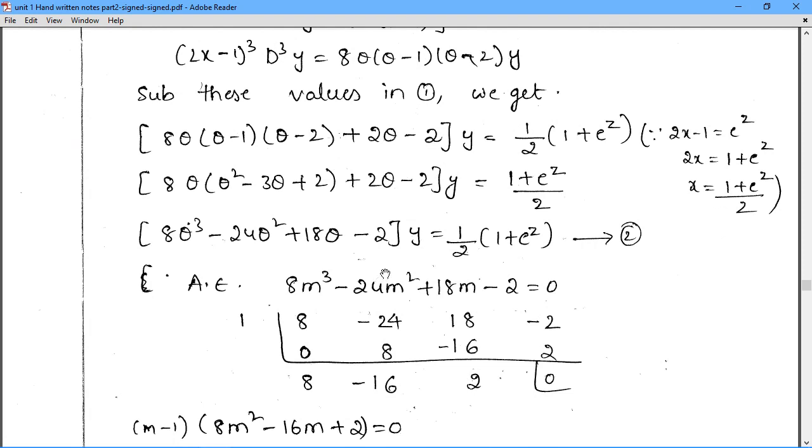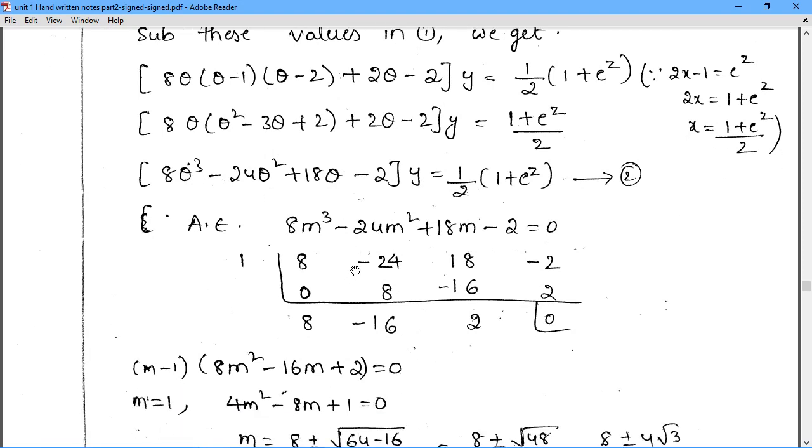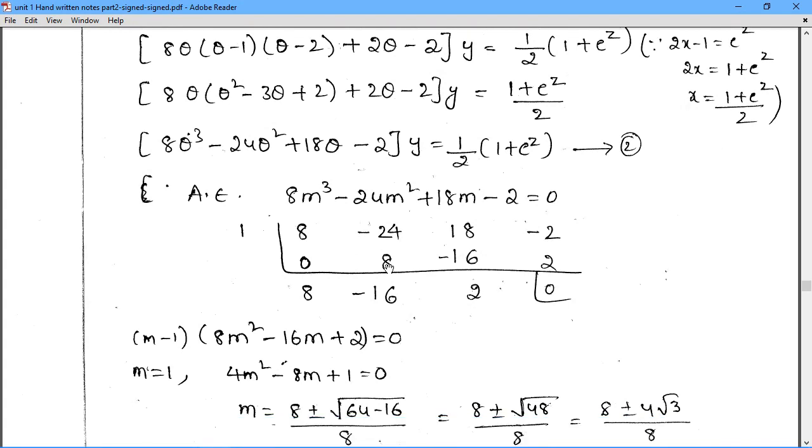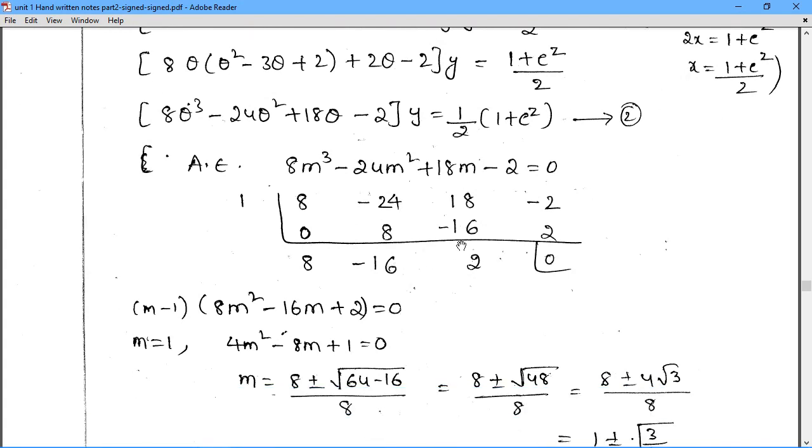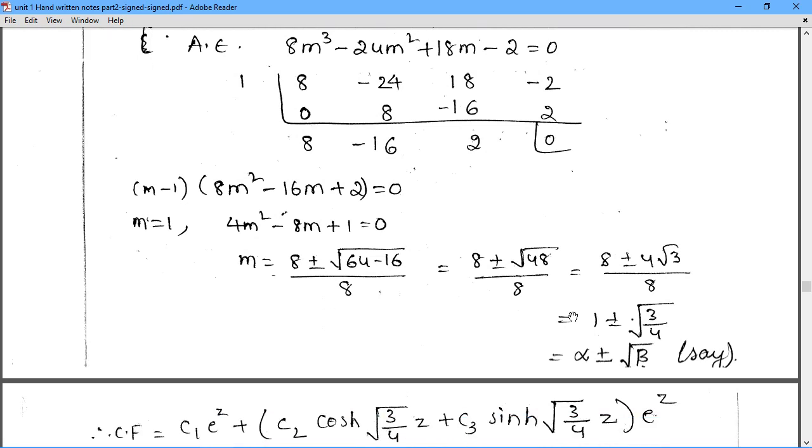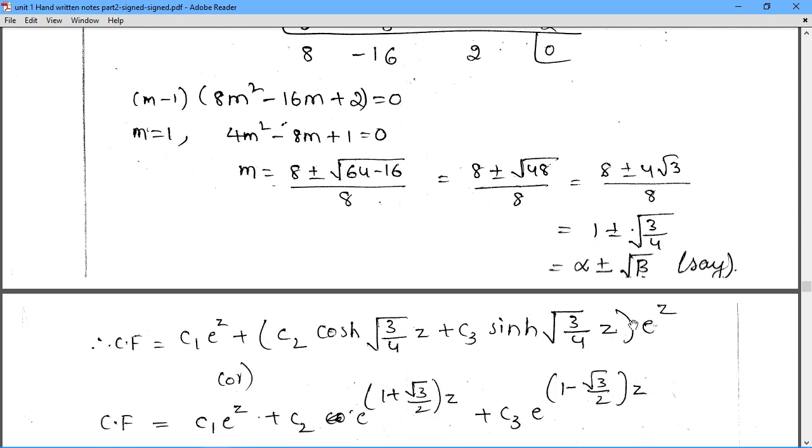Now to solve such a type of DE, we have to take the auxiliary equation, obtained by replacing theta with m. Now we find the roots of the auxiliary equation by the synthetic division method. One of the roots is a real root and the remaining roots are irrational roots, so we can write CF here: c1 e power z for the real root. For the irrational roots, c2 cosh root 3 by 4 into z plus c3 sinh root 3 by 4 into z, whole bracket into e power alpha z. But what is alpha here? 1, so that e power z.